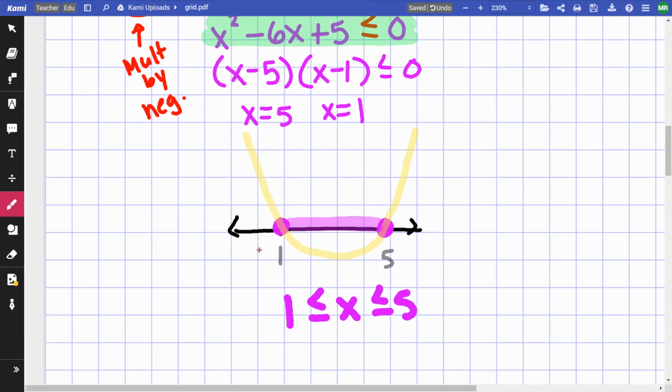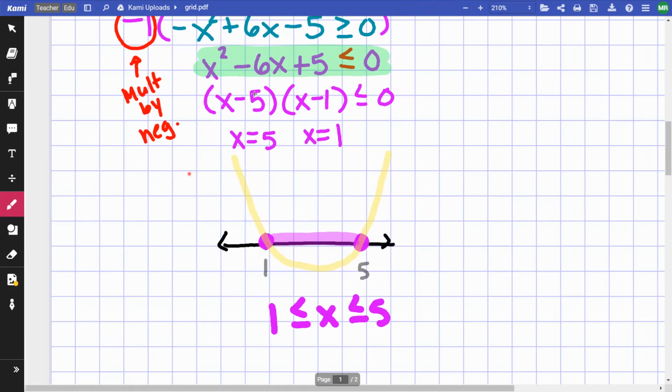Now, again, if I was to put values into here, for example, if I was to put a 3, say 3 is in between 1 and 5, 3 minus 5 is a -2, 3 minus 1 is a +2, -2 times a +2 is a -4, which is less than. So that's why these ones in between work.